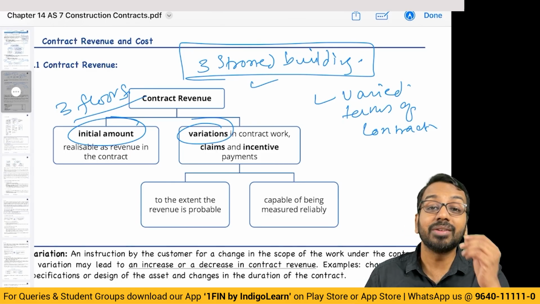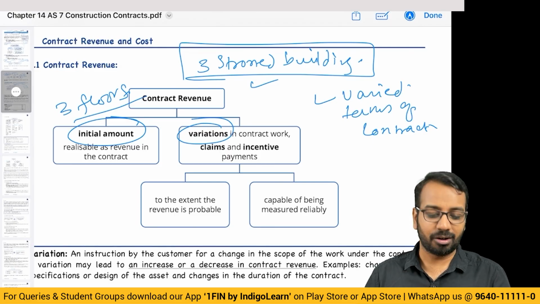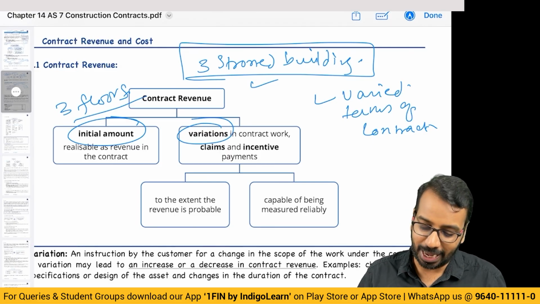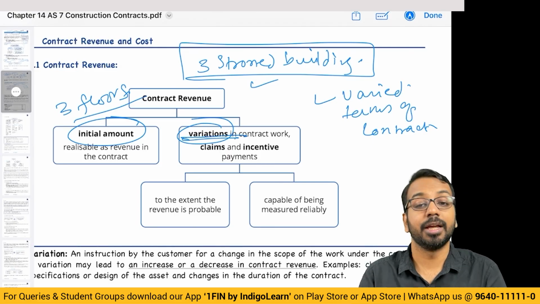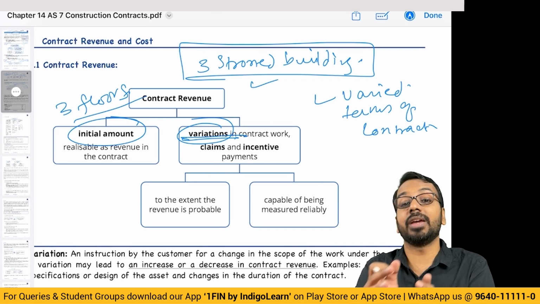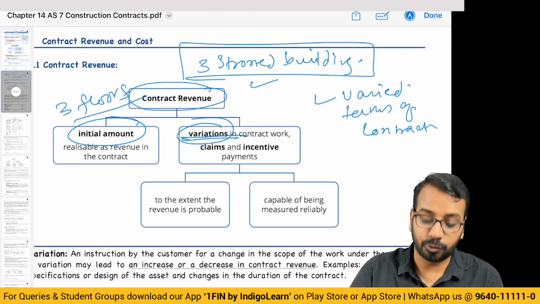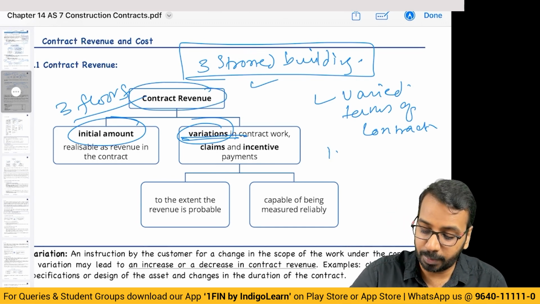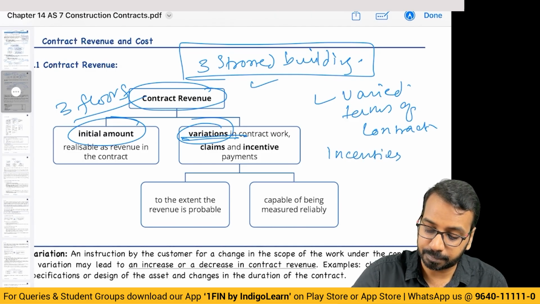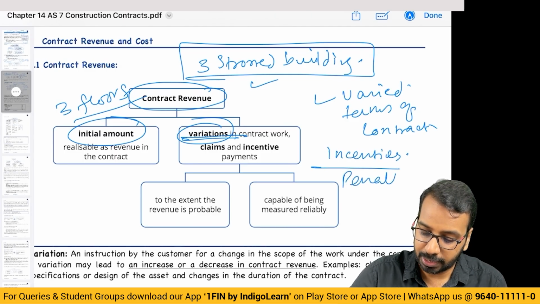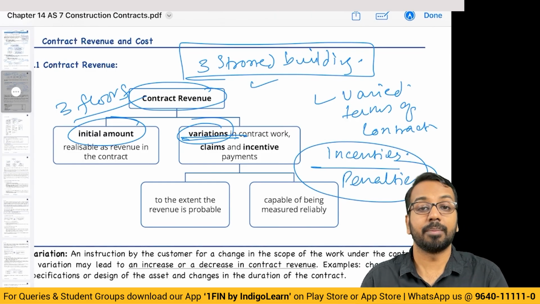But then I will charge extra for that. I will not give it for free. I will not provide that service for free. So that is what is called variations. Okay. So initial fixed amount plus variations will become your contract revenue. Apart from this, there could be incentives. There could be penalties as well. Penalties you will reduce.